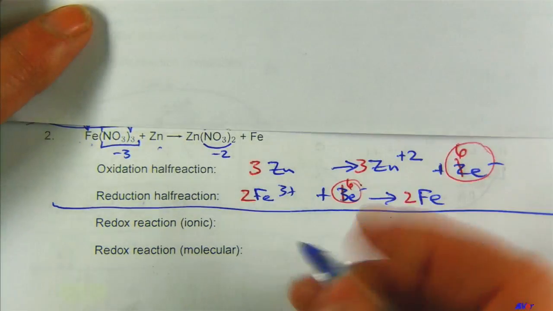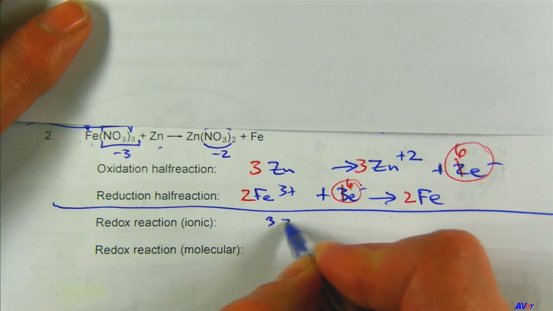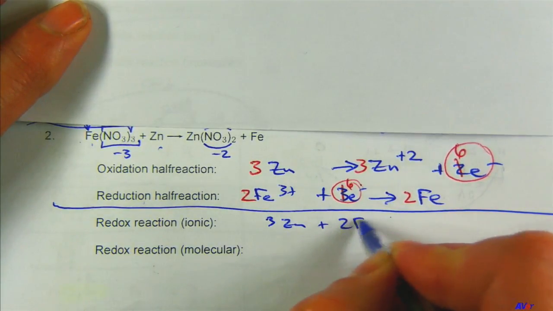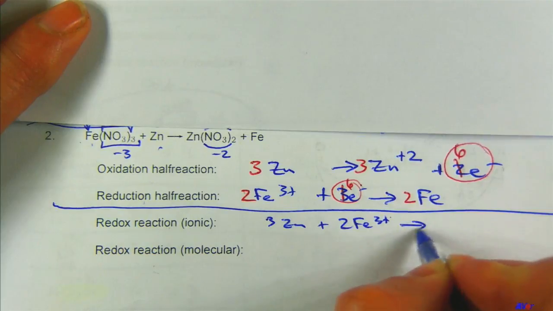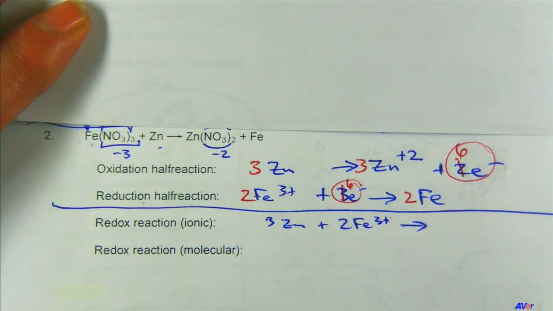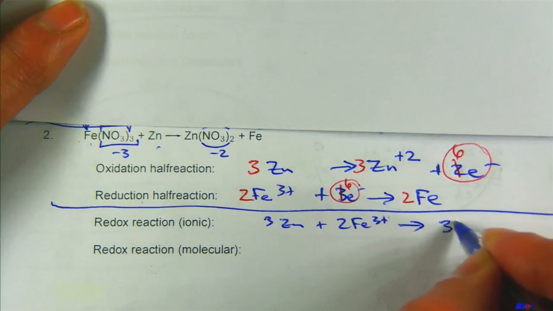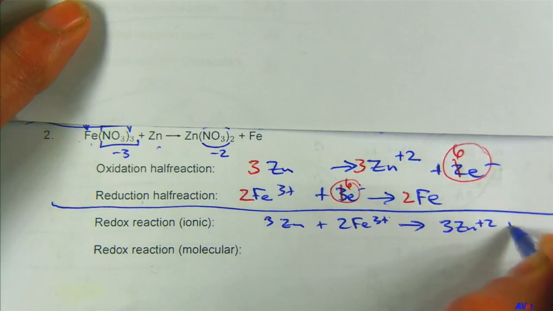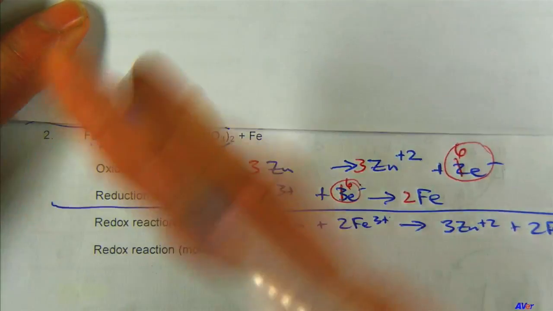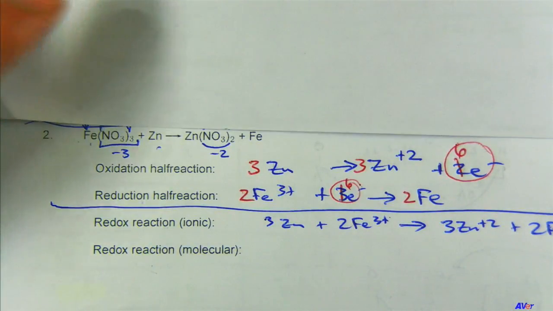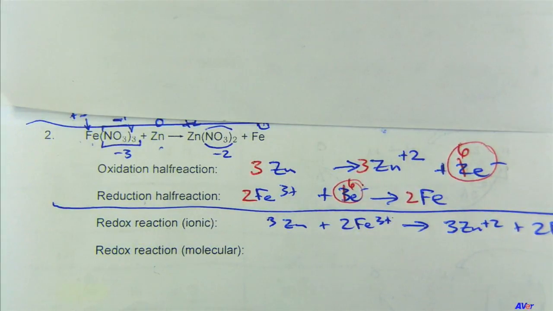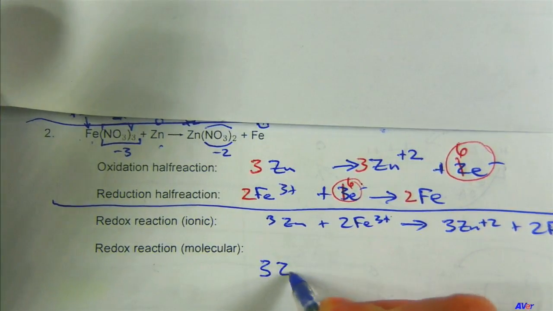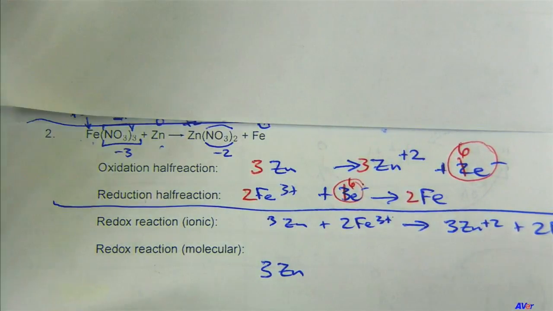Then to get the redox reaction, I'm going to add them together. 3 zinc plus 2 Fe3+, that's everything on the left-hand side of the arrow, is the same as 3 Zn2+ plus 2 Fe, that is all on the right-hand side. So this is already my redox reaction, and usually you can leave it like that, ionic. But just for now, for practice, let's put the spectator ions back. So the zinc is already neutral. Don't fuss. It's already neutral.